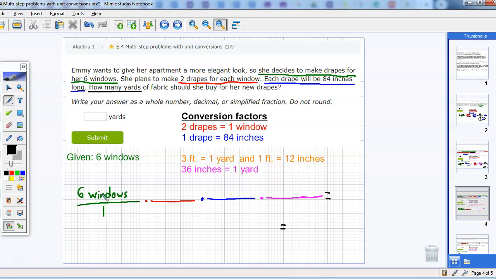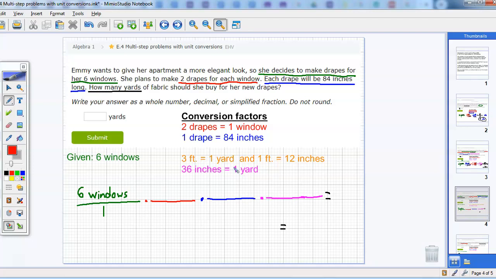Now, where does she start? We know she's doing 6 windows. And then they give us conversion factors here. We have to go back and identify 2 drapes for each window. So we got 2 drapes for each window. So we've got each drape will be 84 inches. So notice how it just gave us a sentence, and we had to convert that sentence into a conversion factor, or into an equivalence there. And down here is just some common knowledge, things that you should know. There are 3 feet in 1 yard, and 1 foot is 12 inches.